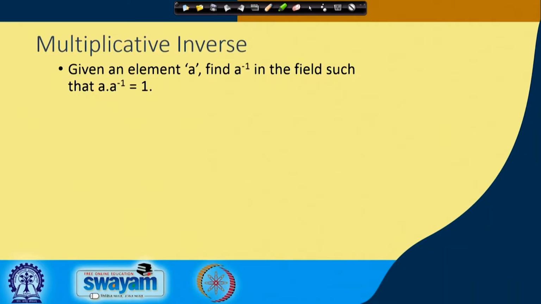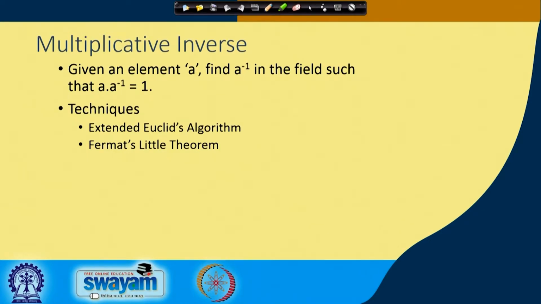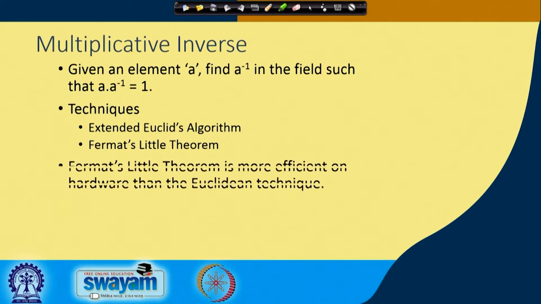There are different techniques for finite field inversion computations. The most important ones I have written here. The first one is the extended Euclidean algorithm, which is a generalization of the Euclidean algorithm, used to compute the greatest common divisor of two numbers. There is another result, very famously known as Fermat's little theorem, which also can be used to compute multiplicative inversions.